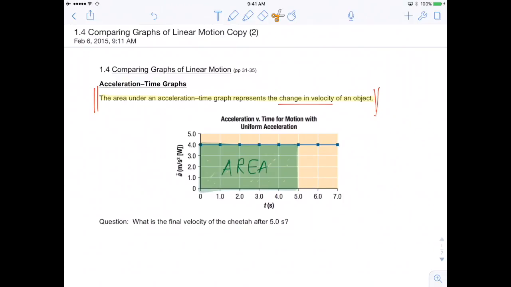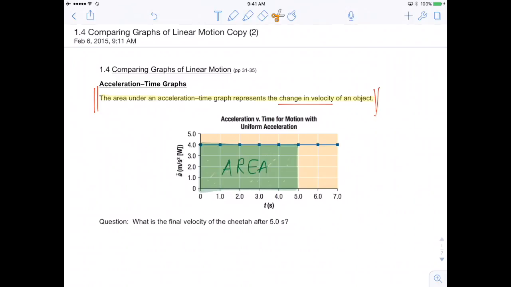Section 1.4, comparing graphs of linear motion. We're going to continue studying graphs that depict the motion of objects moving in a straight line. We've studied position time graphs, velocity time graphs, and today we study the final type of graph, and it's an acceleration time graph.